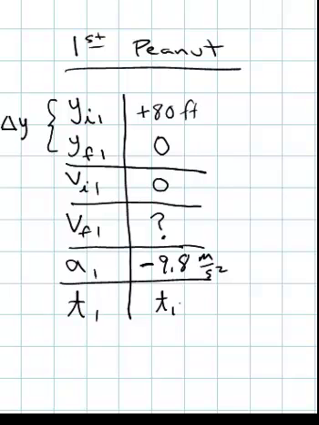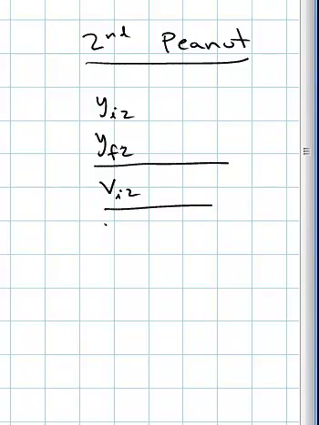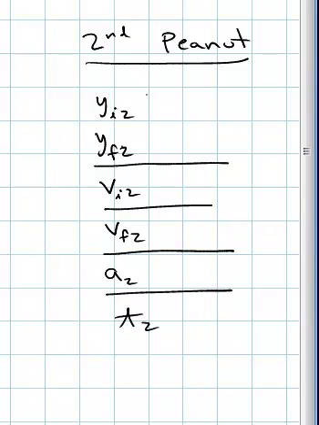And then we can make a similar chart for peanut 2. So we've got y initial for peanut 2, y final for peanut 2, an initial velocity for peanut 2, a final velocity for peanut 2, an acceleration, and a time, all for peanut 2.